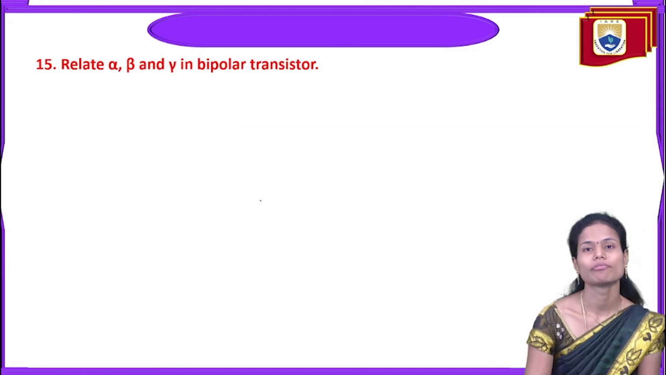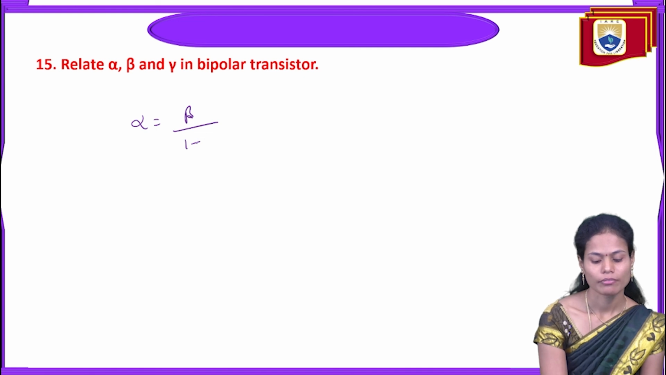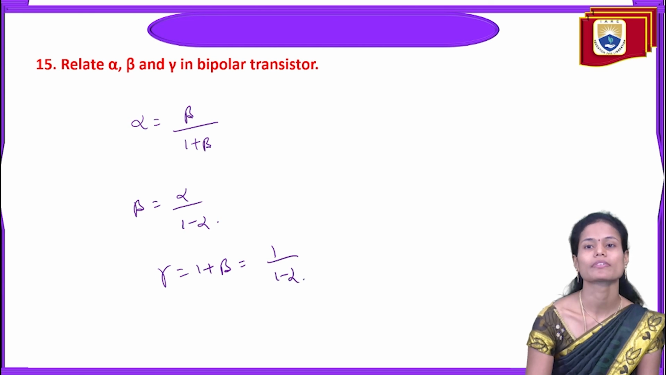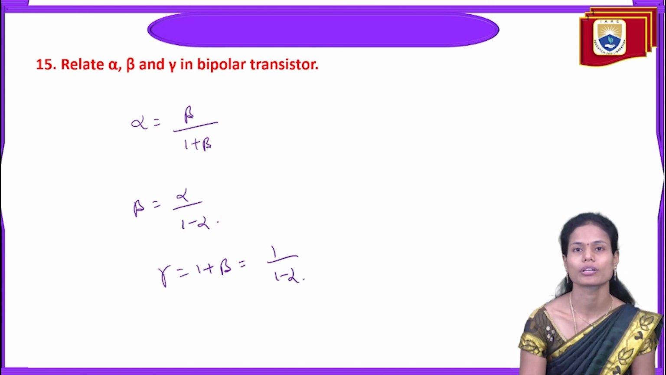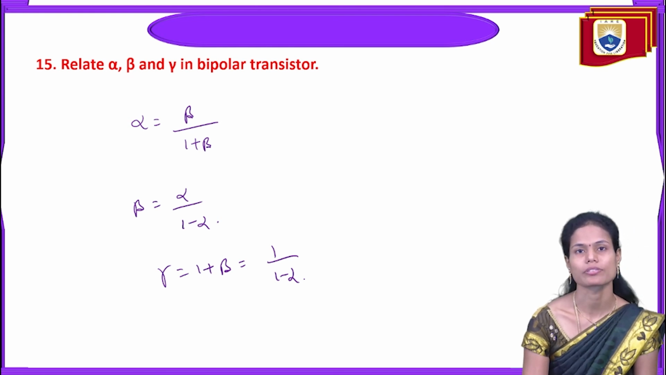And next, relate alpha, beta and gamma in the bipolar transistor. So here alpha equal to beta by 1 plus beta, and beta equal to alpha by 1 minus alpha, and gamma equal to 1 plus beta or else 1 by 1 minus alpha. So this is the relation about alpha, beta as well as gamma in bipolar junction transistors.